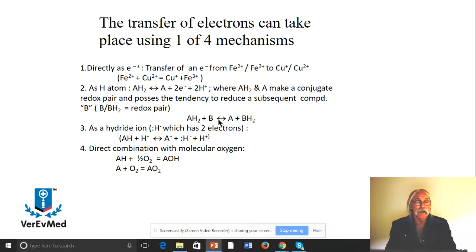This could be like NADH. This could be the oxidized ubiquinone. You make NAD, and now you make the reduced ubiquinone, for example. You can also move as a hydride, which we talked about before. That is hydrogen with 2 paired electrons.